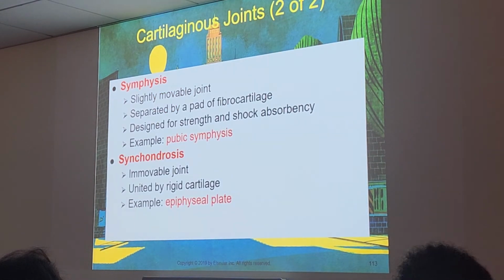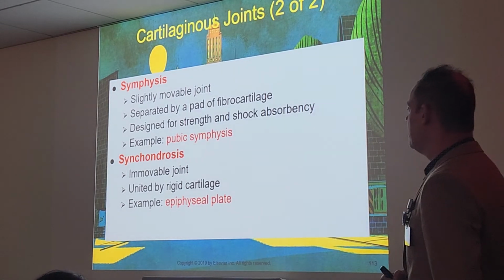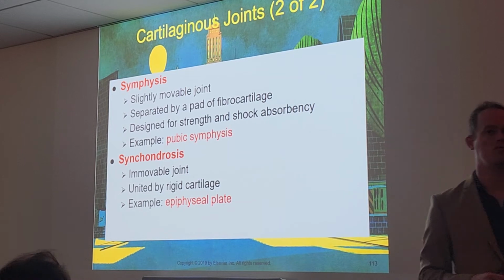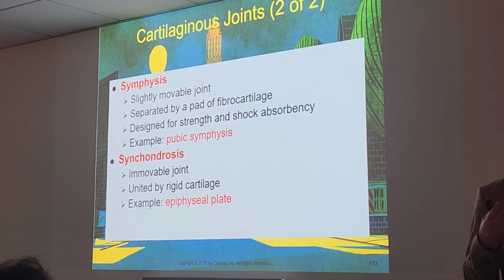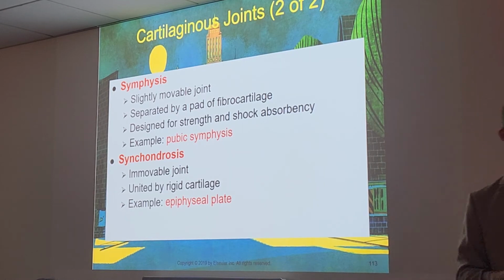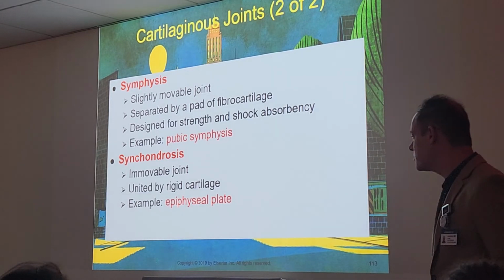So there's the symphysis. That's a slightly movable joint. Once again, why is it slightly movable? To allow passage of the baby, and also for posture. Separated by a pad of fibrocartilage, it's designed to absorb shock if you were to fall. And once again, it's not the only symphysis joint, but the most famous is going to be that pubic symphysis. Then the synchondrosis is an immovable joint, completely immovable. That's going to be our epiphyseal plates as children or pediatrics.